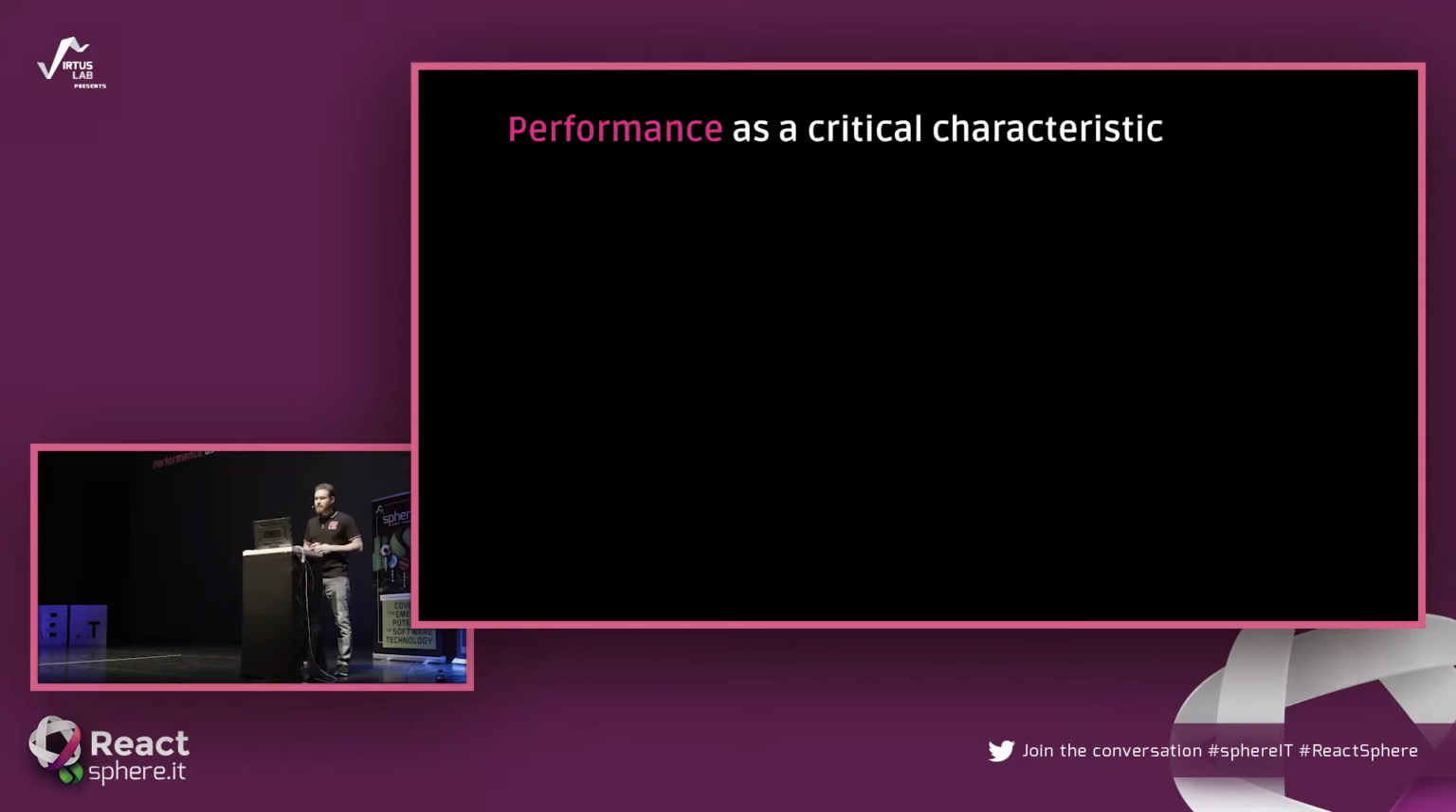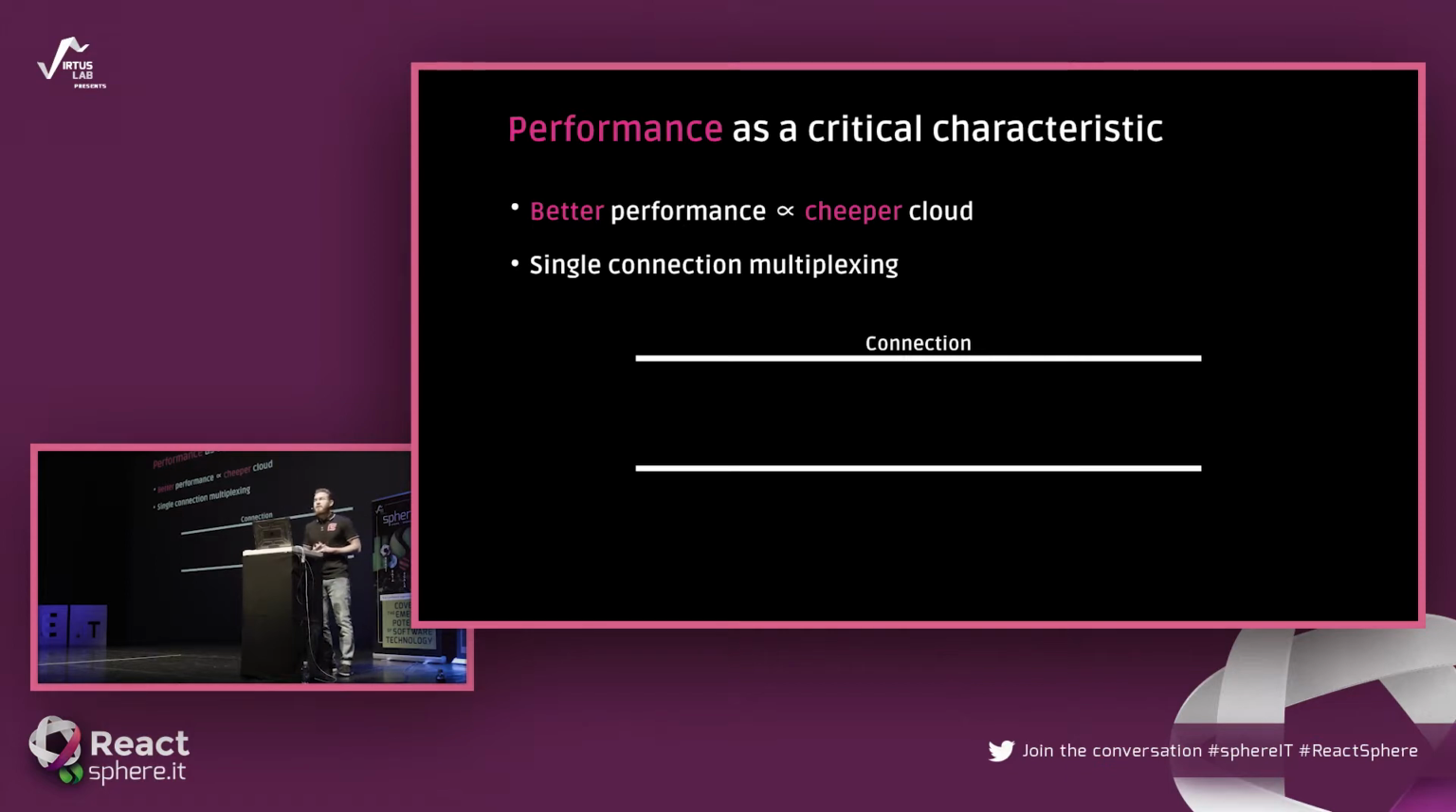But let's move forward. Let's talk a little bit about performance. Performance is a critical characteristic today. Why? Basically because everything is run in the cloud, and the more performant your applications are, the less CPU you spend on your calculation, the less time you spend on network, and so forth, the cheaper the cloud is for your business. You don't have to run 1,000, you can run just 100 servers in order to serve your users. And of course, one of the techniques is to multiplex all the data through one connection.